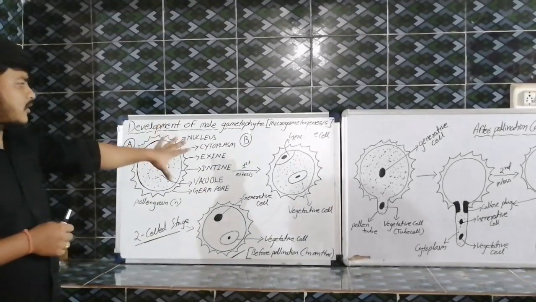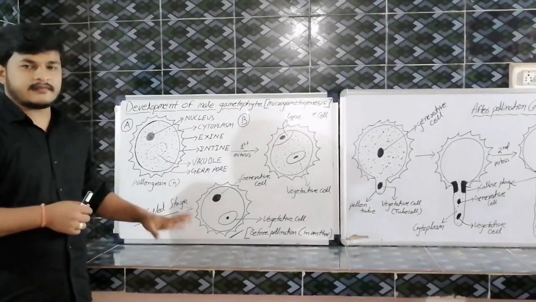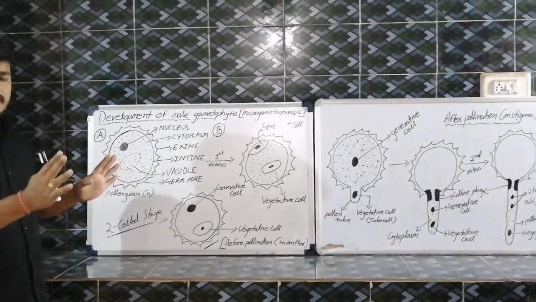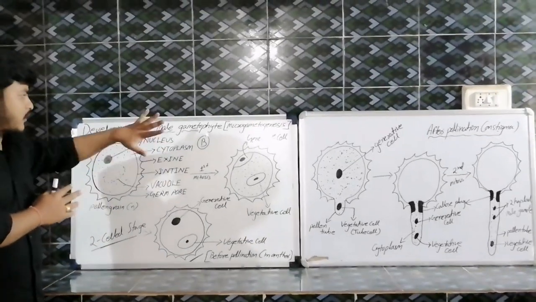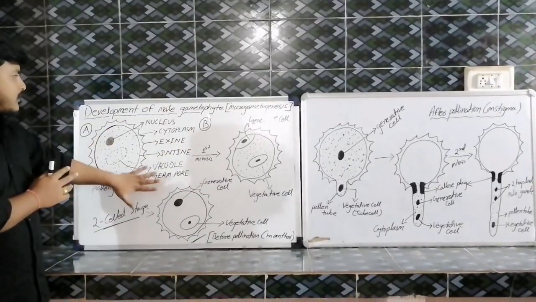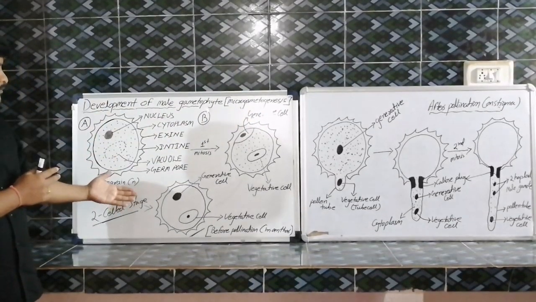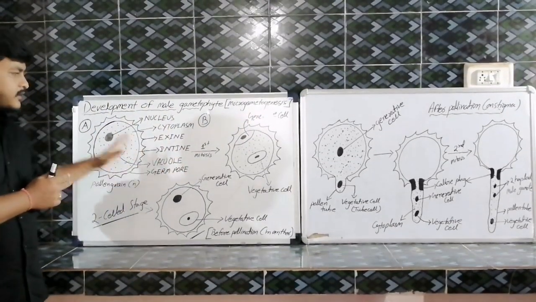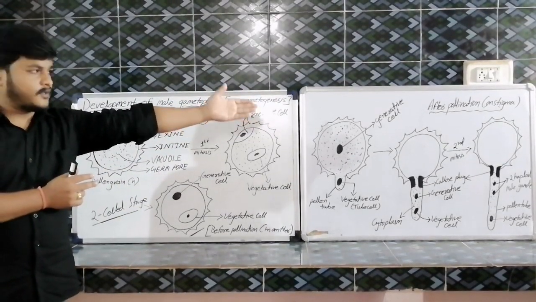So if we look at the structure of your gametophyte, in the whole process only two types of stages are there. If we consider these 6 diagrams, I divided them into 2 parts. One is the before pollination part, another one is the after pollination part. The before pollination structures take place in the anther only, and the after pollination part takes place in your stigma.